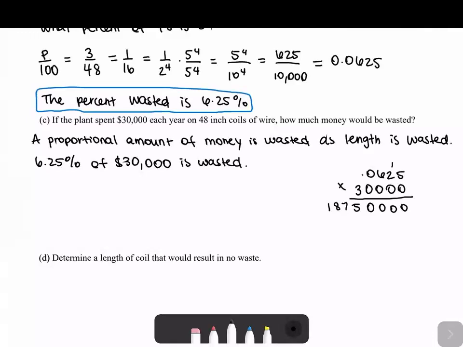So where does our decimal place go? We count the number of decimal places in our top number, which is 4. The number of decimal places in our bottom number is 0. So this product will have 4 plus 0, which is 4 decimal places. So that's our answer: 1875. So this tells us that $1,875 is wasted each year.